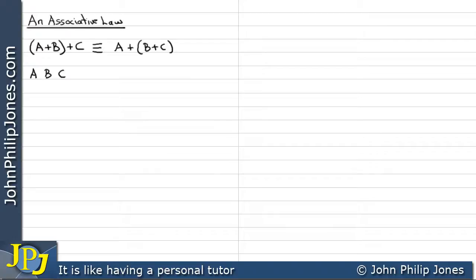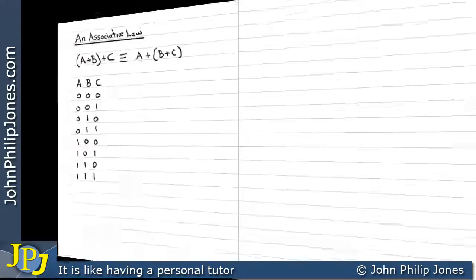2 times 2 times 2 is 8. Now a quick way to produce the 8 combinations is as follows. We simply write down 4 zeros in this column followed by 4 ones. In this column 2 zeros, 2 ones, 2 zeros, 2 ones, and the last column we put 0 1 0 1 0 1 0 1. So we can see there's an identifiable pattern there.